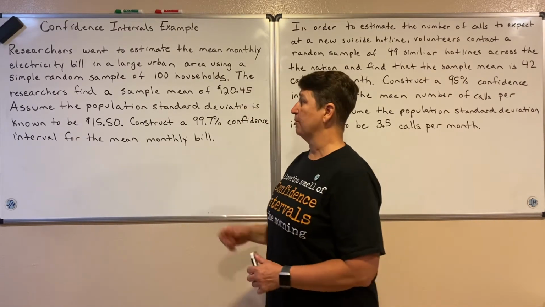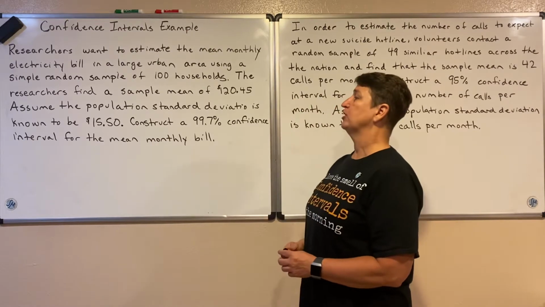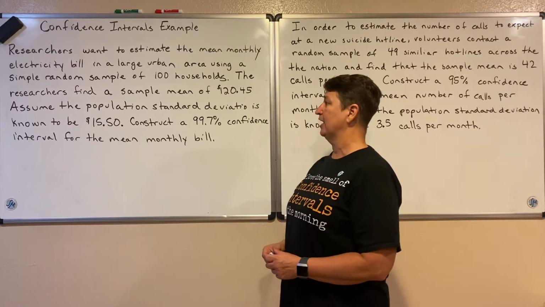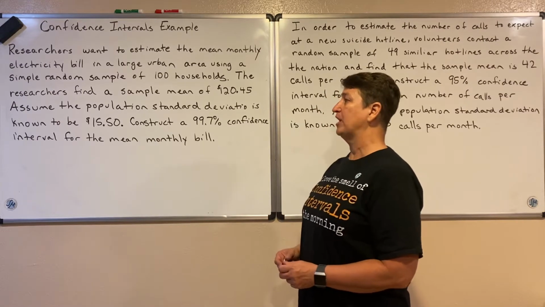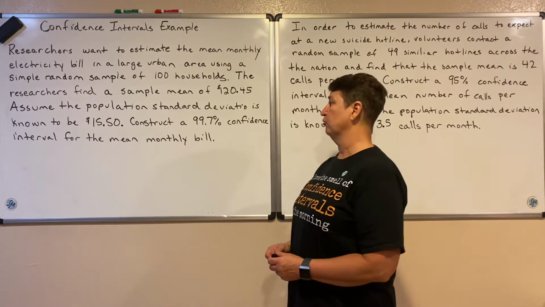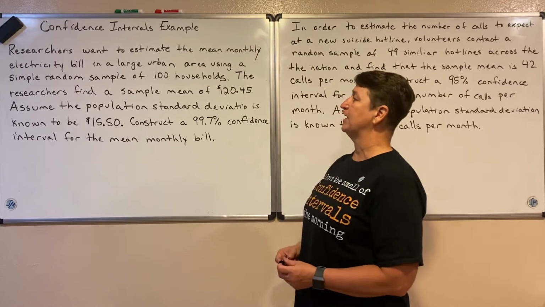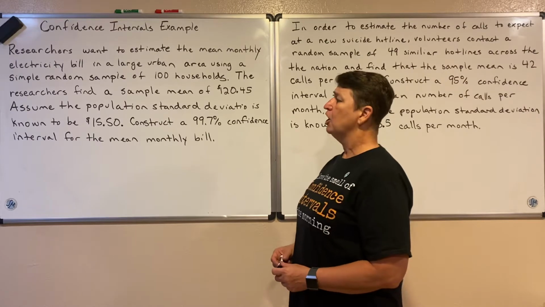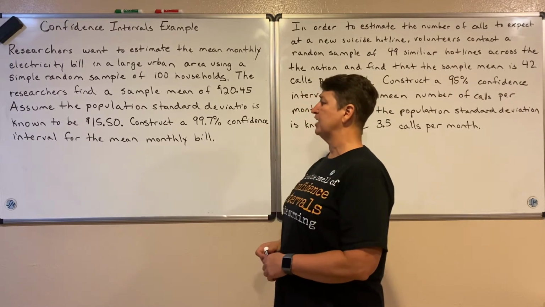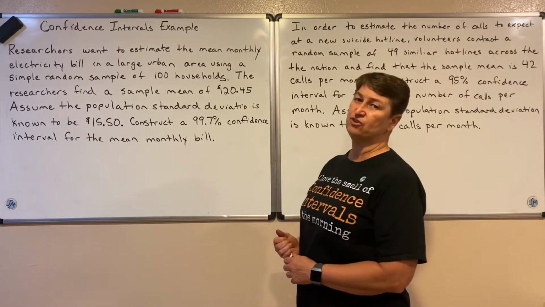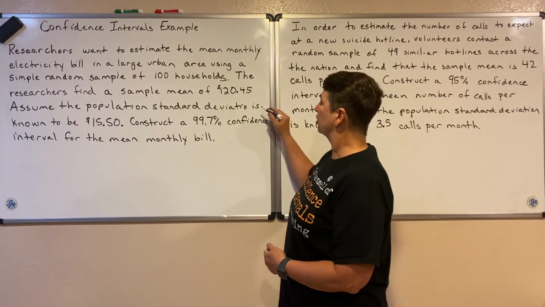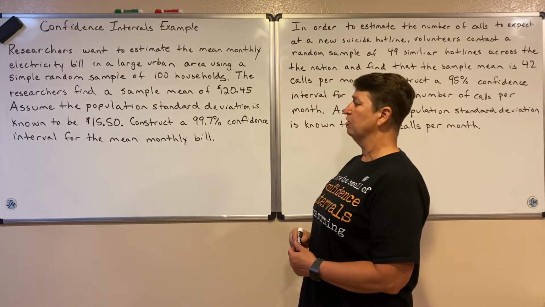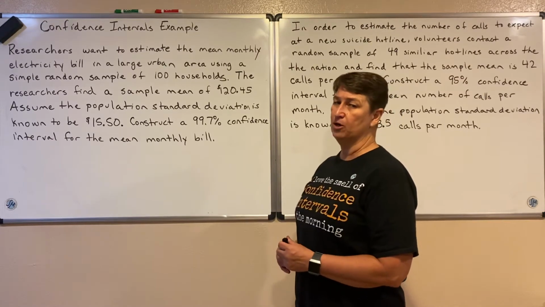In our first example, we have researchers who want to estimate the mean monthly electricity bill in a large urban area using a simple random sample of 100 households. The researchers find the sample mean of $120.45. Assume the population standard deviation is known to be $15.50. Construct a 99.7% confidence interval for the mean monthly bill.